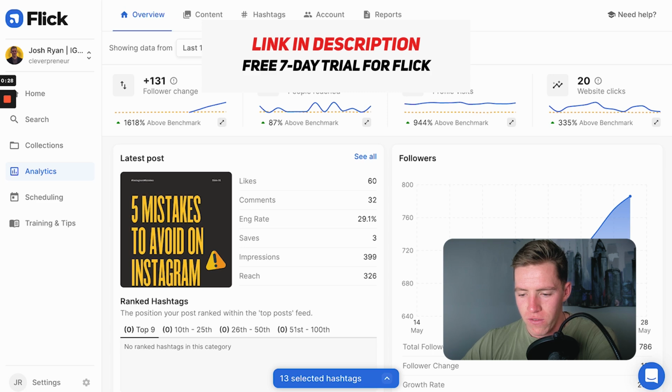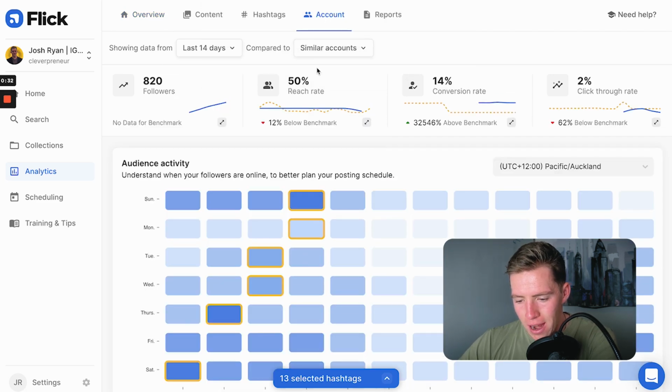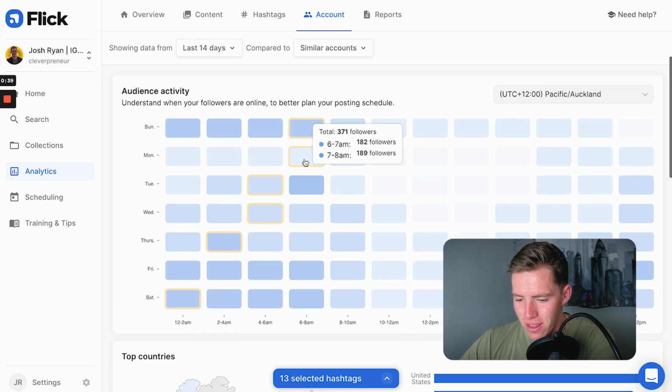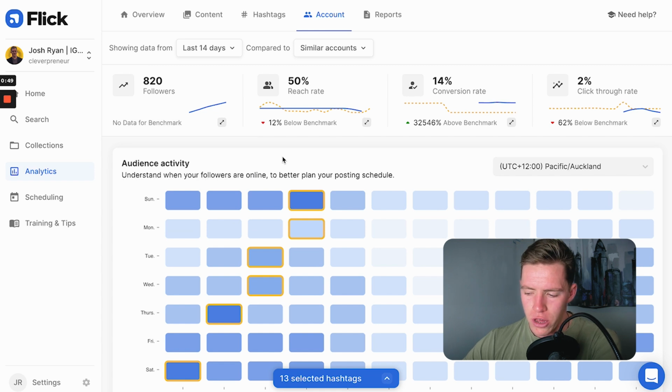But the first piece of information that you want to look at is you want to come across to account, and it'll show you when your audience is most active. Now this account here only actually has 800 followers, and I've only started tracking it the past 5 days. So it's very new, and so there's not as much data as I'd like on here, but I wanted to show you how I'm doing this for a new account anyway.